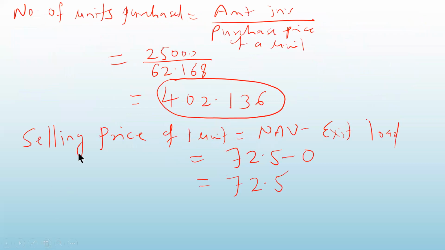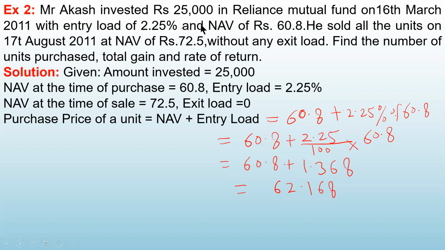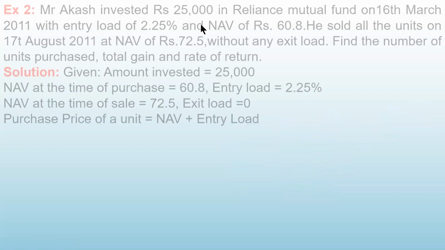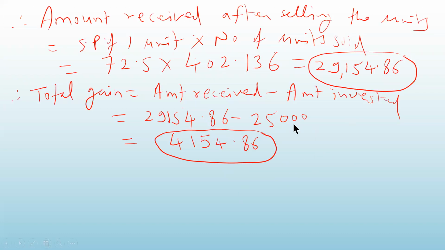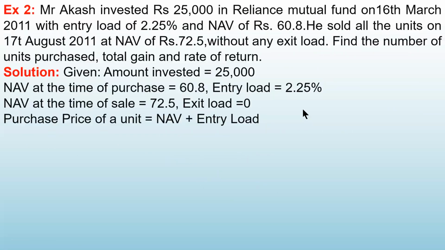See here. How much amount was invested? 25,000. What is the amount received after selling? 29,154.86. So when you subtract 25,000 from this, you will get 4,154.86. So this is the total gain. Okay. Now what else you have to find out?